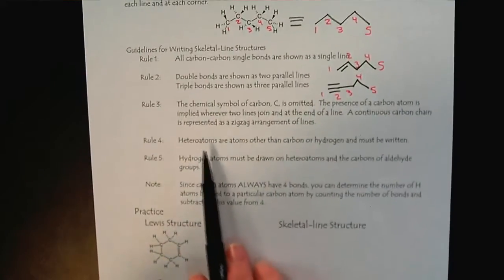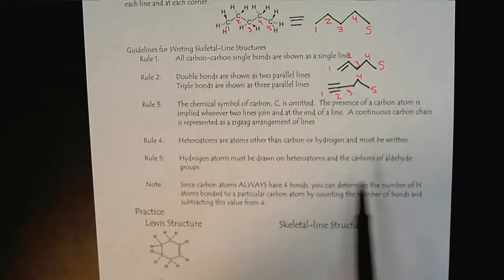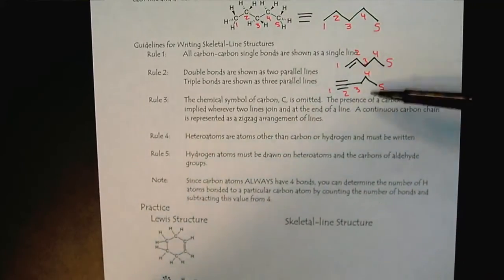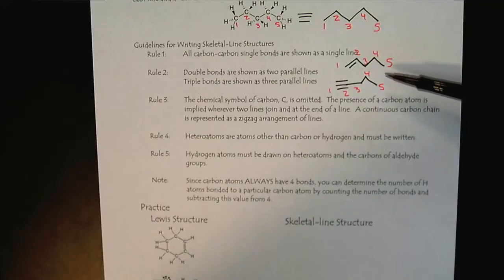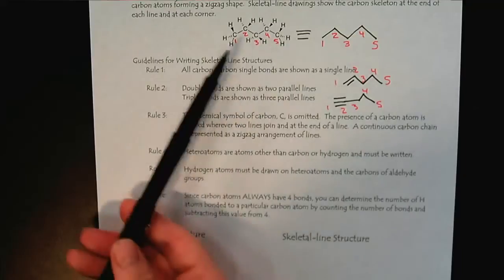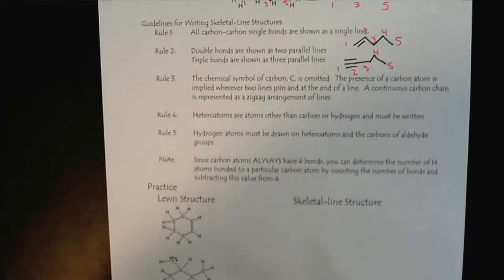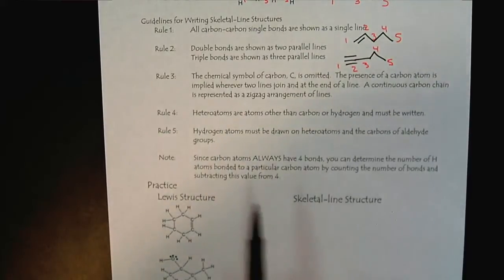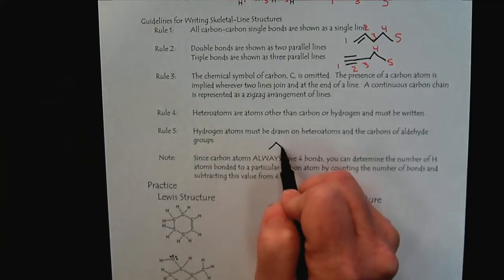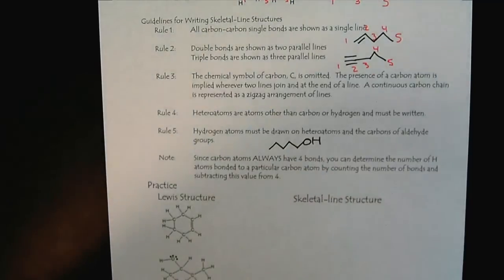And let's see, the heteroatoms, it's important to draw those. That would be, for example, if we have oxygen or nitrogen. So notice in our skeletal line structure, we're not showing the hydrogen atoms because everybody knows that carbon wants to form 4 bonds. And so any missing information is assumed to be hydrogen. However, it is important to show hydrogen when we have functional groups. So for example, if we added an alcohol, we would show the hydrogen on the alcohol group.